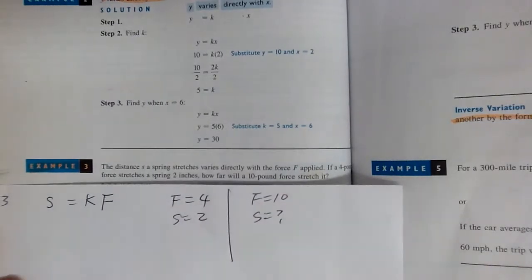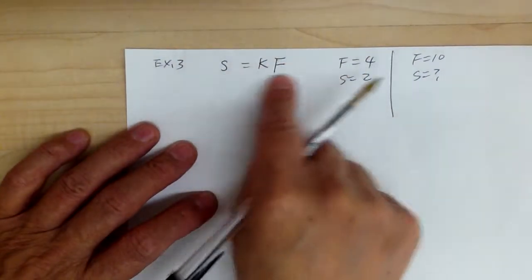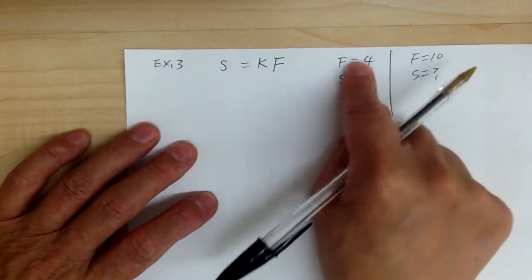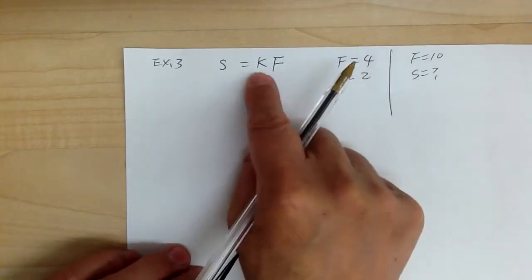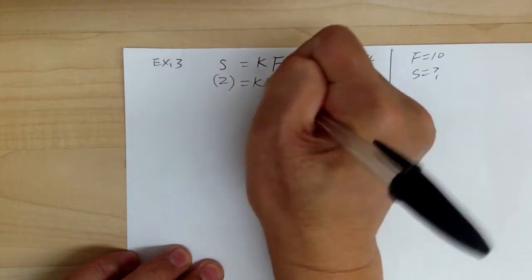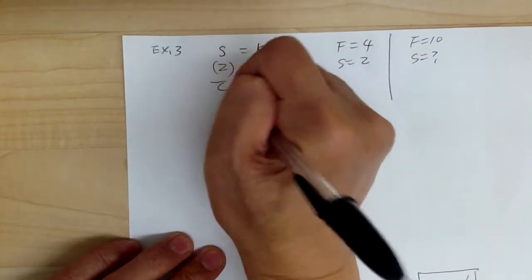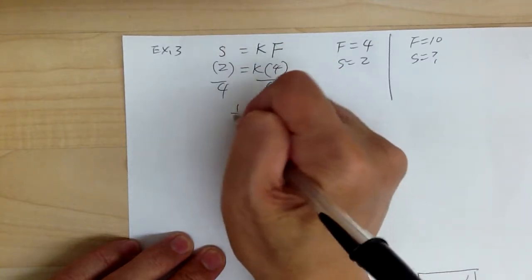Okay? So again, once you get all your information, now it's just a matter of solving. So let's go and do that. So again, remember what I said, right? First you translate to get your equation, then use the first set of information to solve for K. So substitute, so you got 2 equal to k times 4. So divide by 4, divide by 4. So k equal to 1/2. Okay.